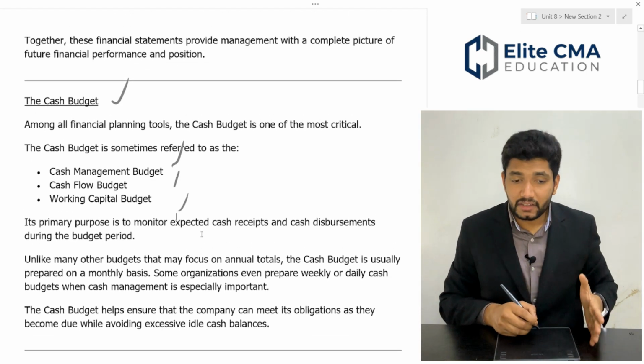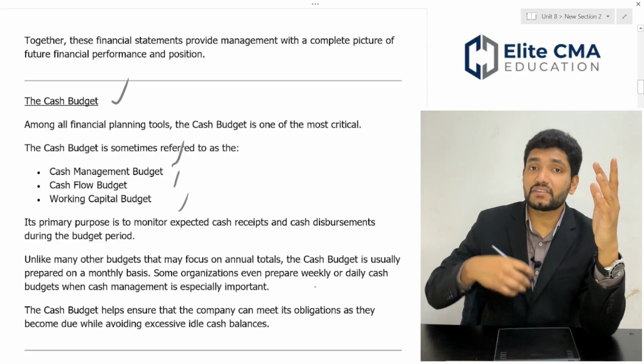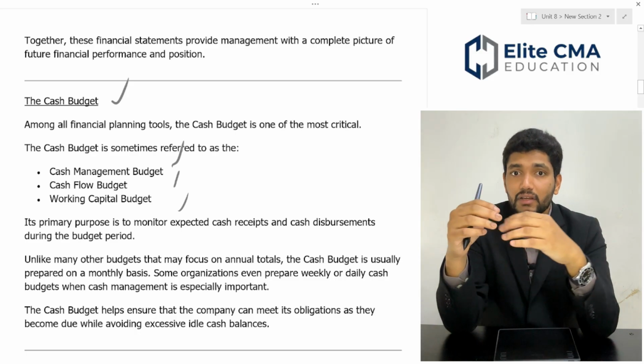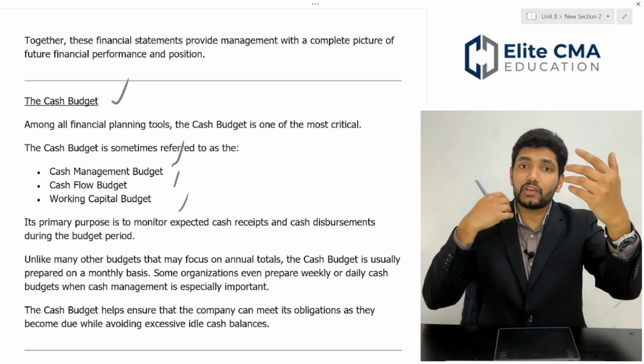Again, the cash budget helps the management to ensure that the company can meet its obligations as they become due, while avoiding excessive idle cash balances as well. The cash budget will help the management to avoid both excess cash and shortage of cash.